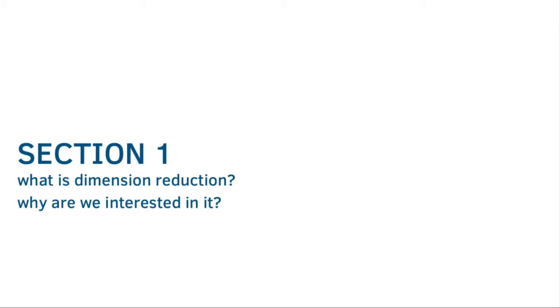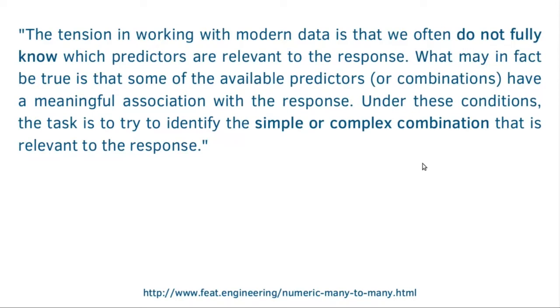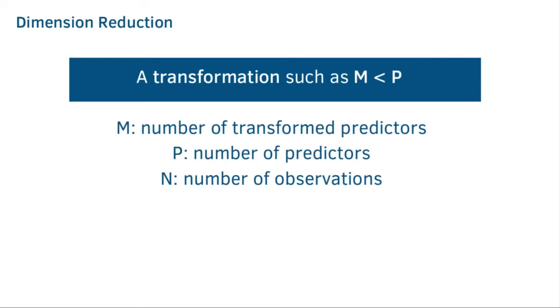So, section 1, we're basically going to discuss what dimension reduction is and why we are interested in it. I really like this part that talks about how it's hard to work with modern data, because you don't really know which are your predictors or which columns are related to your response. So you really need to spend a lot of time studying them and try to understand if a simple or complex combination is going to be relevant. And this is really challenging to do. So dimension reduction is one way to answer that.